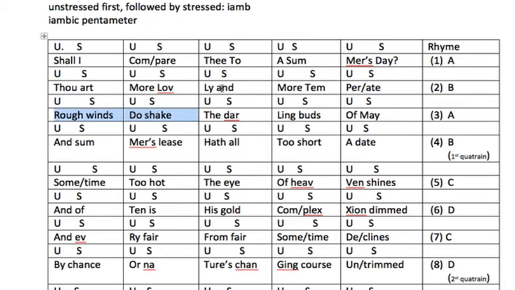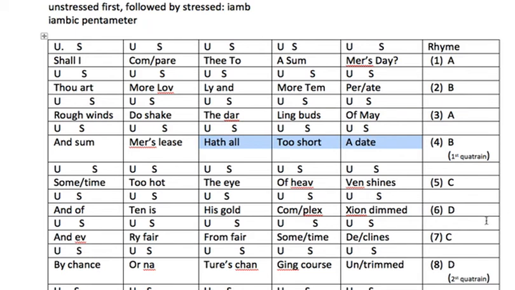You don't want to be compared because not only are you more lovely, more temperate, but you don't want to be compared to something that has rough winds in it. And you also don't want to be compared to something that has too short a date, right? Do you want to say that you're beautiful, but you're only beautiful for a short amount of time? You're nice and lovely, but you're only nice and lovely for a short amount of time? Is that the kind of comparison that you want?